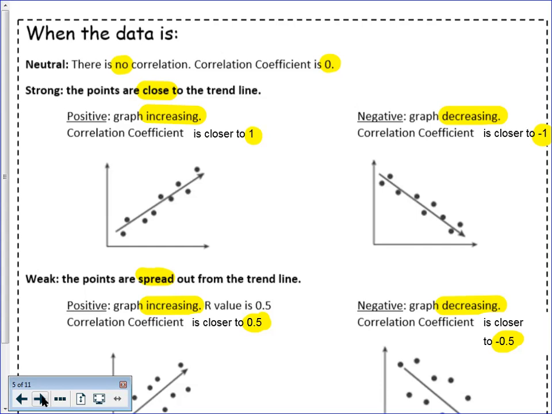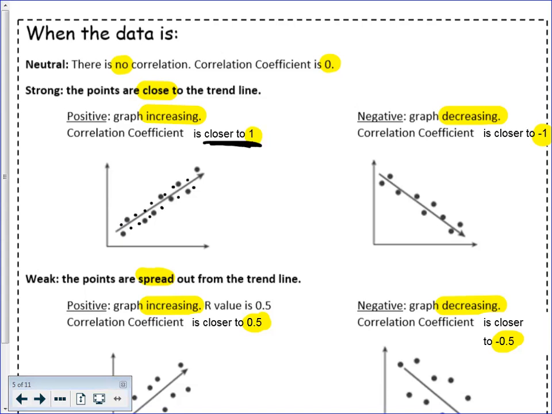Our second type of correlation is strong, okay? We can have points that are close to the trend line when we are strong. So for instance, on those two graphs that you see, there's a positive strong and a negative strong, where all the dots are all very close to that line. If I added more dots, I would see all of them are very close. None of them are way far out. My graph is increasing, and in this case, my correlation coefficient is going to be closer to 1.